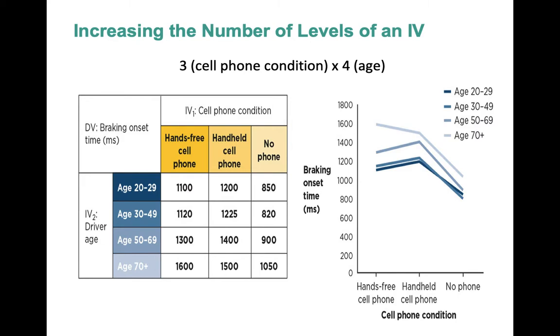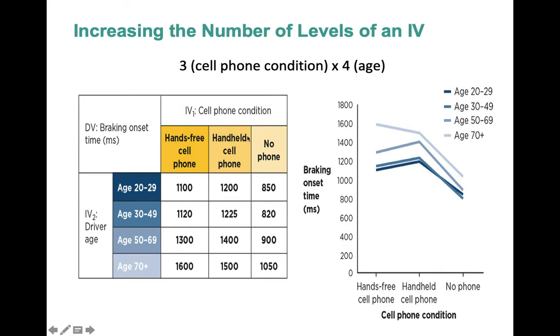It's possible to increase the number of levels of the IV for age as well. So let's just say we want to increase the number of levels of age from 2 to 4. So now we've got a 3x4 factorial design. So 3 levels of cell phone, 4 levels of age, a 3x4 design. Notice, though, we still just have the 2 variables. Just the 2 variables.